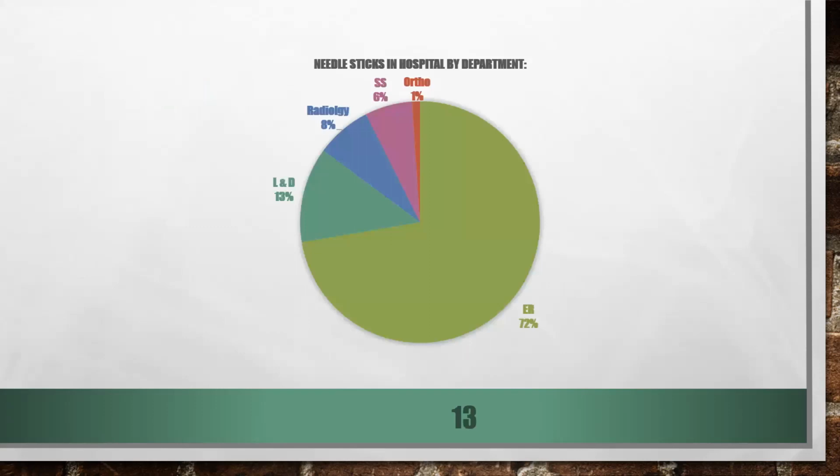This is just an example of a pie chart that I came up with. If a hospital were to employ me in regards to reducing accidental needle sticks, the first step would be the assessment. I need to gather data. As you can see from this pie chart, 72% of all accidental needle sticks in the hospital happen in the emergency room. Now, there might be a lot of root causes of this, and that would lead me into another kind of step of analysis.